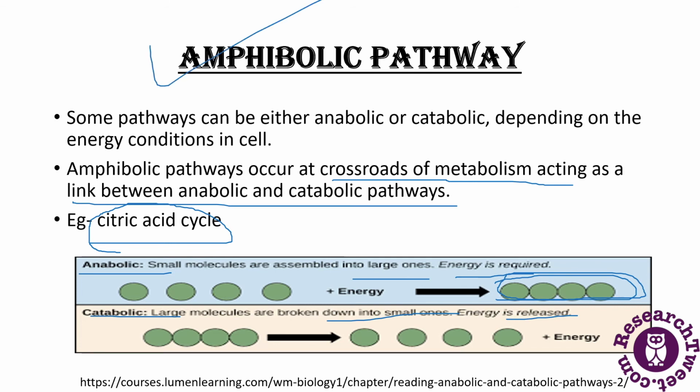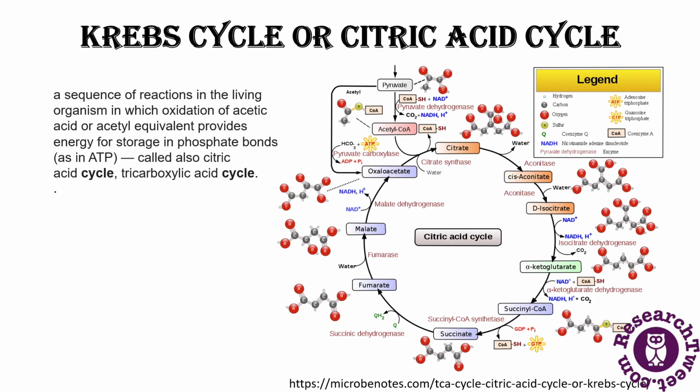Now the example of amphibolic pathways. The next example is the Krebs cycle, an example of an amphibolic pathway. We will discuss this pathway in detail, but this is just a diagram to show how the Krebs cycle works. It is basically a sequence of reactions in the living organism, the oxidation of acetic acid or acetyl coenzyme A. They provide energy for storage in the phosphate bonds as ATP, and this is called the citric acid cycle or tricarboxylic acid cycle.